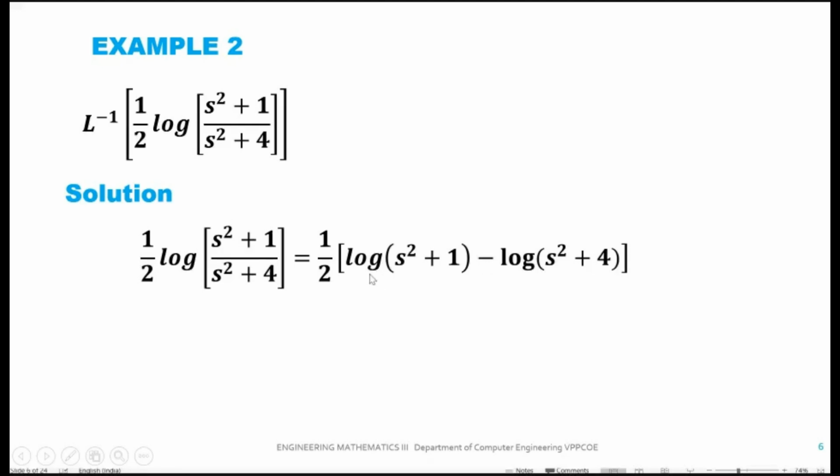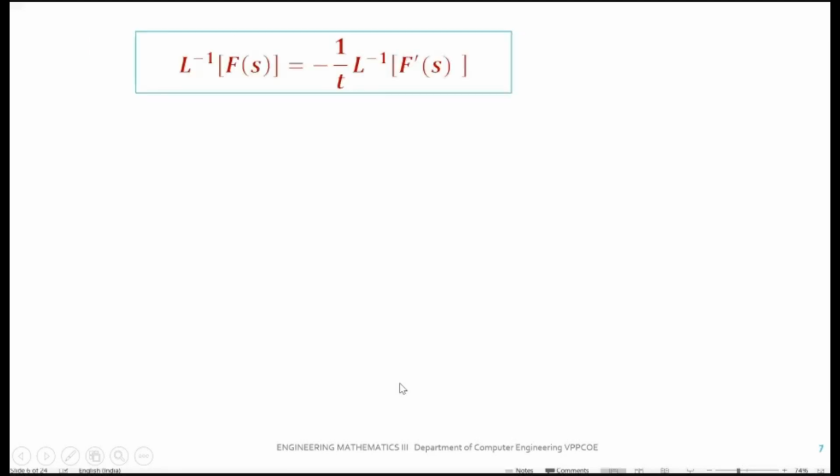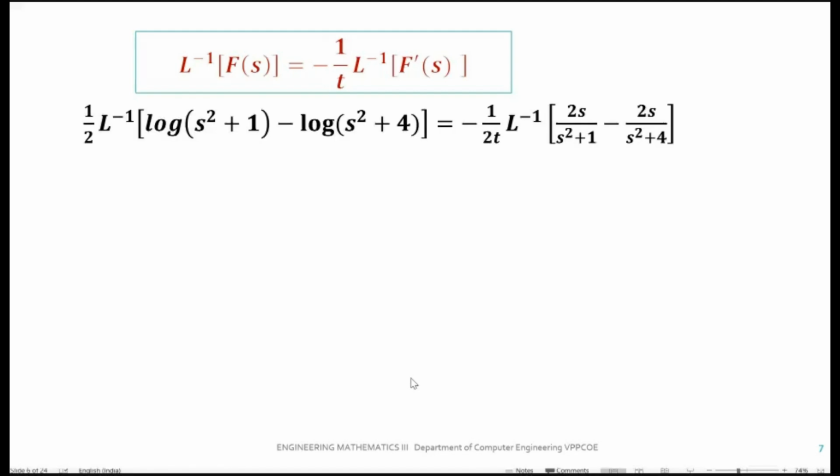Now what is your f of s? We have to find the L inverse of the entire right hand side function. So again we will make use of that property. So f of s becomes 1 by 2 log of s square plus 1 minus log of s square plus 4. So now we have to make use of the property that L inverse of f of s is equal to minus 1 by t L inverse of f dash of s. So what was the function f of s? We had half of L inverse of that function.